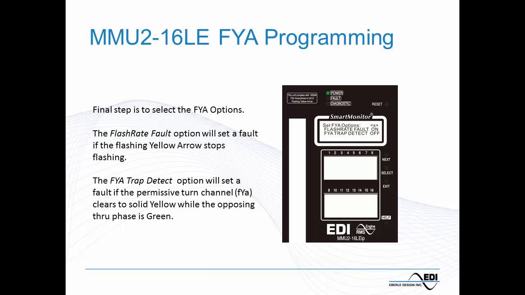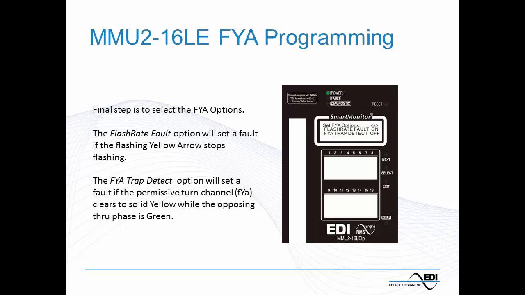The second option is called flashing yellow arrow trap detection. We have the option to set a fault if the MMU determines that we've created a yellow trap. Now, I mentioned in the beginning of the presentation, because the permissive turn channels are operated as overlaps of the opposing through phases, the conventional yellow trap condition is eliminated in normal operation. However, whenever we do emergency preemption sequences, we have the possibility of going back and creating the yellow trap.